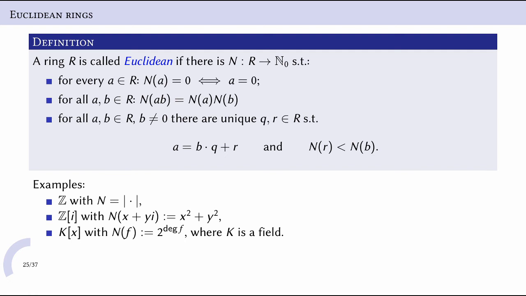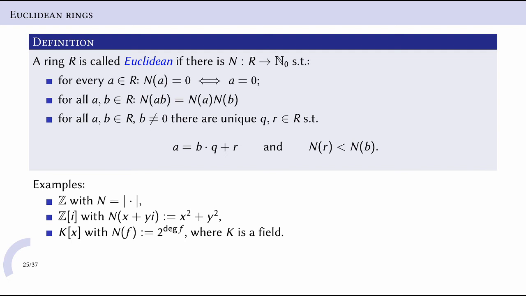Another classical example is the ring of Gaussian integers, so the ring of all the complex numbers with integer coefficients, numbers of the form x plus yi, where x and y are integers. Here the norm is the sum of squares, so it's the square of the standard absolute value.